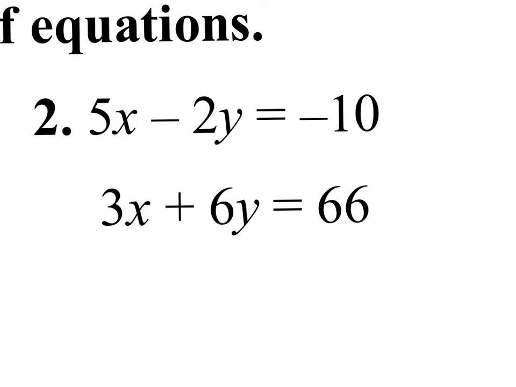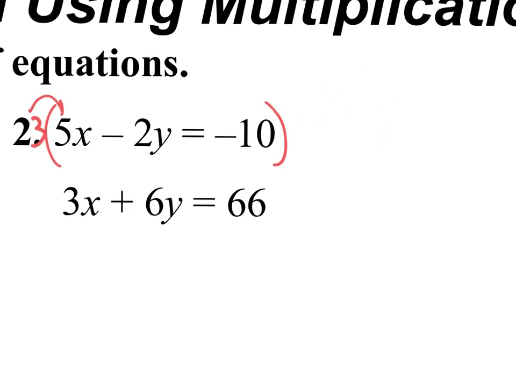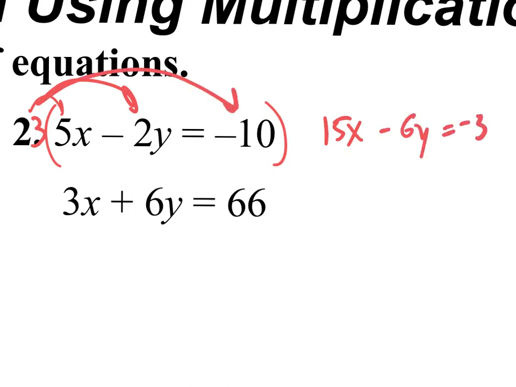So you look at your y's, you have a negative 2y and a positive 6y, and you want them to be opposites, and you can change the negative 2 to become a negative 6, so it could cancel with the positive 6. So we're going to multiply just by 3. Okay, 3 times 5x is 15x. 3 times negative 2y is negative 6y, and 3 times negative 10 is negative 30.